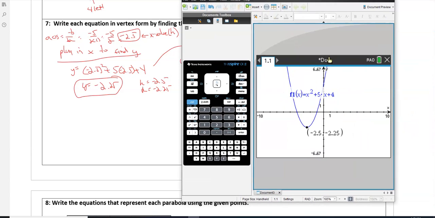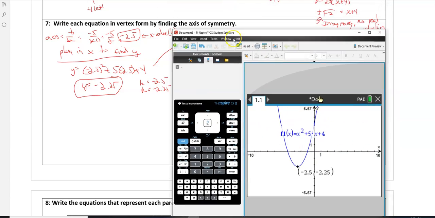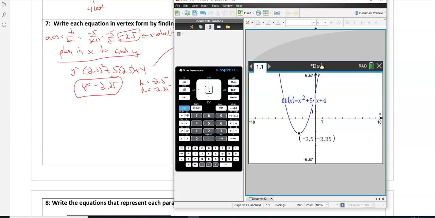All right. So I want you to go ahead and try that second formula on number 7. So that is writing an equation in vertex form by finding the axis of symmetry or by calculator.